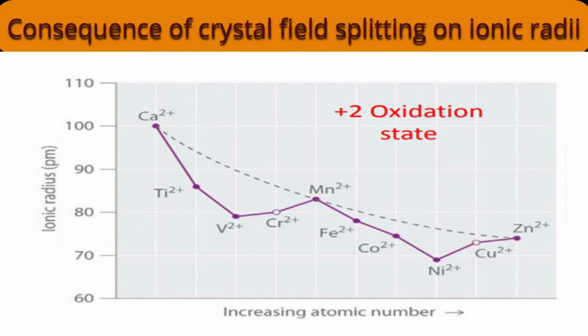Now see the next element, chromium plus 2, d4 electronic configuration, t2g3 eg1. Yes, in the eg orbital now an electron has entered. Because of the electron entry in the eg orbital, repulsion with the ligand will be there. The ligand will get screened by the electron from the nuclear charge. Because of that, size increases. Compared to whom? Vanadium plus 2. Therefore, chromium plus 2 is larger in size compared to vanadium plus 2. It is now approaching the dotted curve.